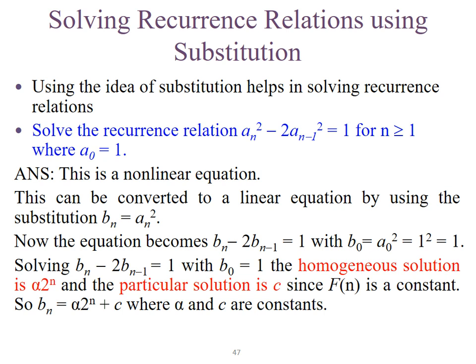Then for the particular solution, we can see the non-homogeneous part is 1. So the general form of 1 together, we can write c instead, because c means the number can be any real number. Then our solution will be b_n equals alpha times 2 to the power of n plus c. So remember, this is the homogeneous solution, and this is the particular solution.